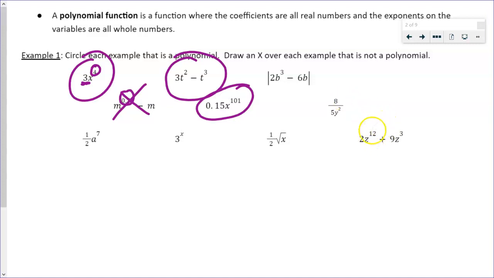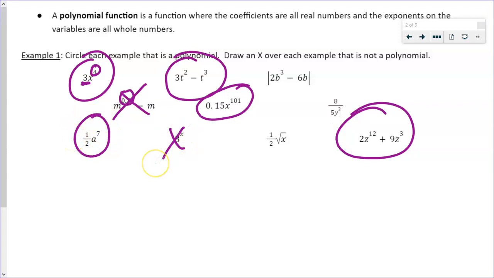Let's see. This one right here, 2z to the 12. And one-half to the 7. 3 to the x is not going to be a polynomial. This will be an absolute value. This one will be to the one-half, so I can convert this one to x to the one-half as an exponent, right? Because that's a square root. And this one as well is not, because that would have a negative exponent. Okay.